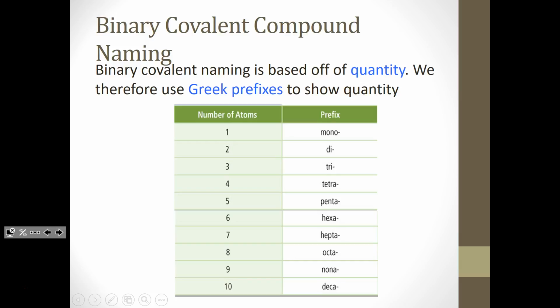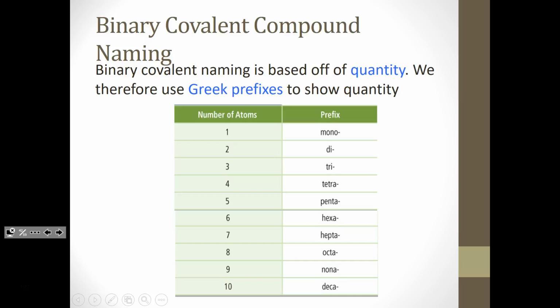So there was no need to actually indicate the quantity because our overall focus was the charge. In a covalent compound, since we're not dealing with ions because electrons are shared, there's no way for us to know how many of each element there are unless it's actually specified in the name. So for covalent compounds, and particularly we're going to first look at binary covalent compounds, which means there are only two elements in the compound, we need to show the quantity using Greek prefixes.